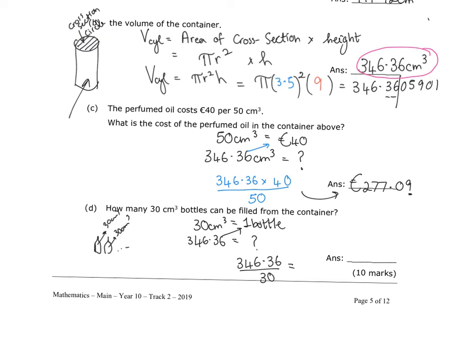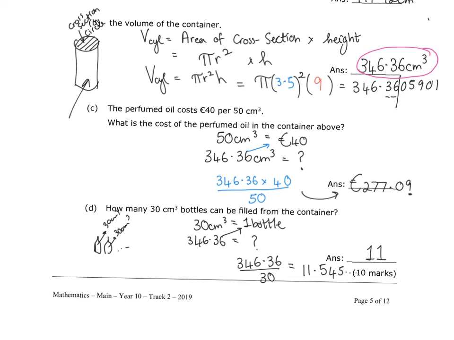Use a calculator, obviously. The answer is 11.545, etc. Now pay attention. We can't round it to 12 because we will only fill up here 11 containers and a half. So we can only fill 11 whole containers. That's the answer.